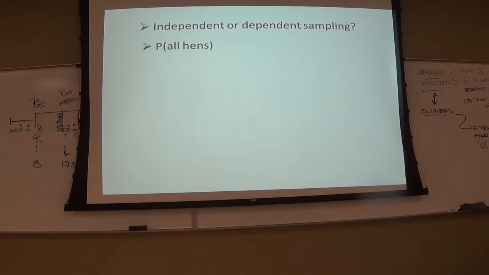What's the chance they're all hens? Now, I just told you what the answer to this was. It was 2 and 3-ish. It's roughly 2/3. How did I get that?